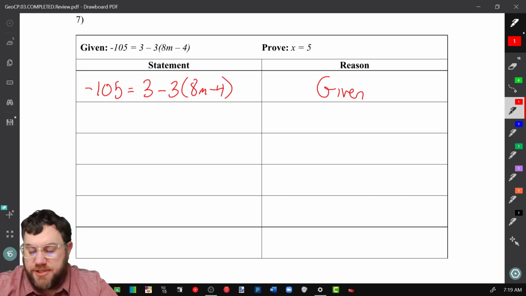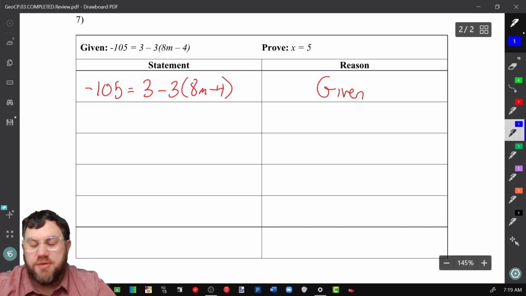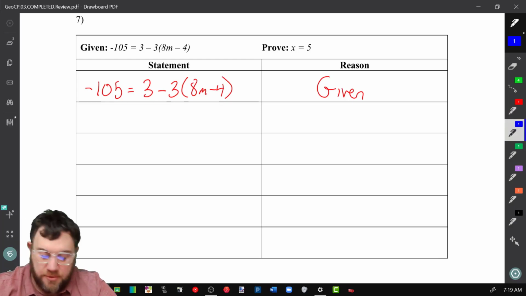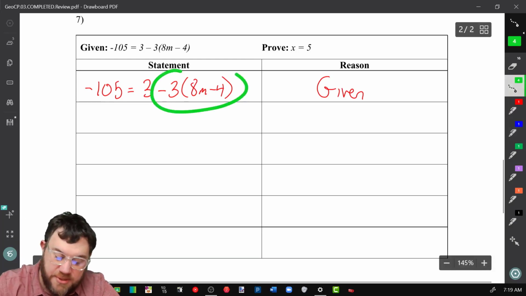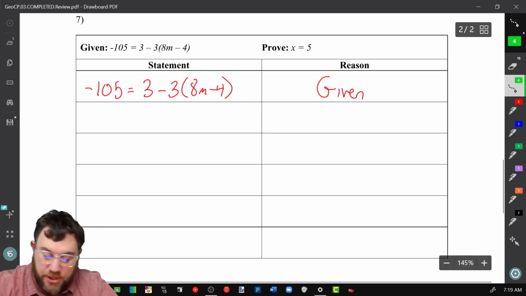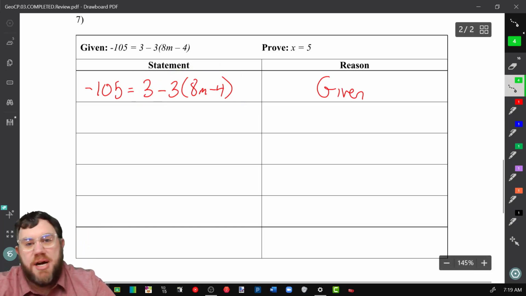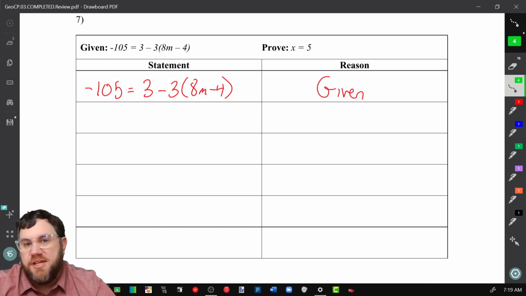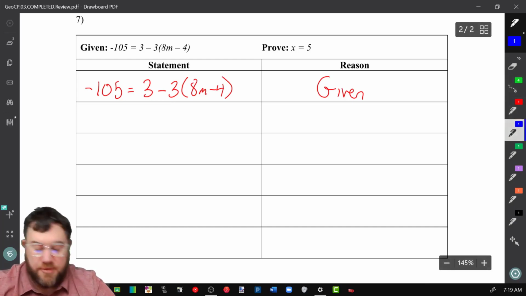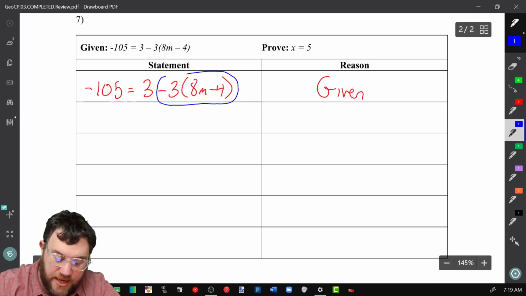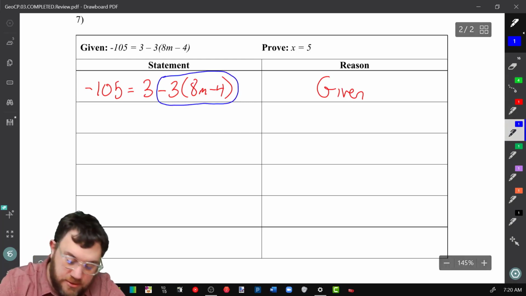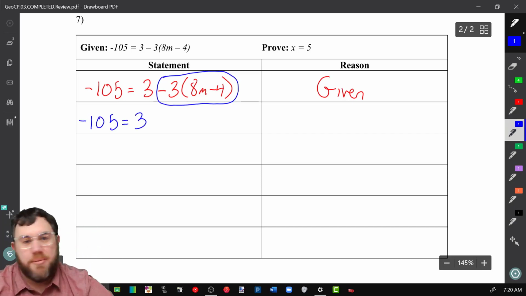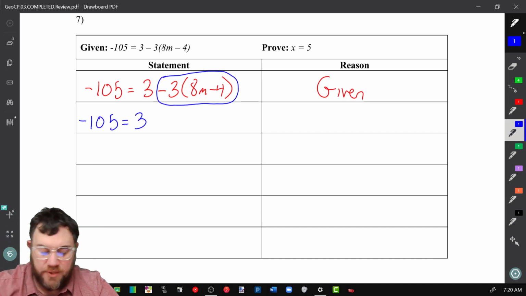Now, if we are solving this equation, what is the first step we're going to do? I've told you before that what I like to do is get rid of parentheses. But you could deal with this positive 3 right there first if you wanted to. It's up to you. Both ways are correct as long as you handle them correctly. But like I said, I am going to deal with the parentheses. So the negative 105 equals and the 3 all drop down. I'm not messing with those right now.